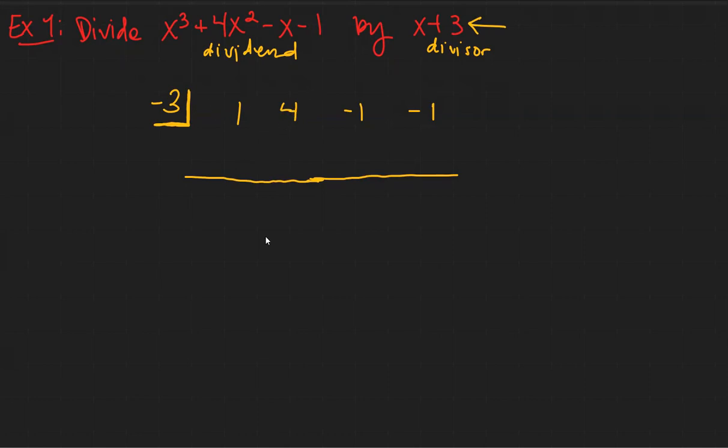So let's go ahead and now do the process of synthetic division. Okay, rule number 1, we're always going to bring down our first coefficient. So bring down this 1.